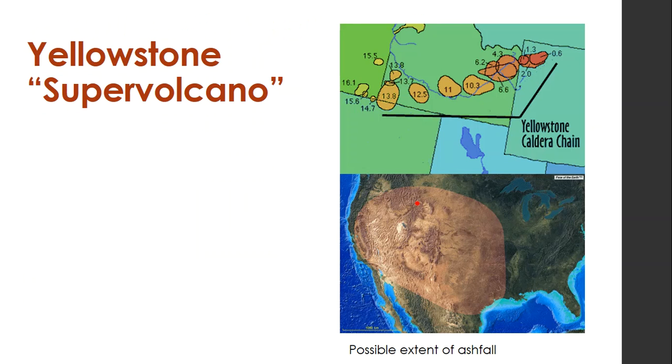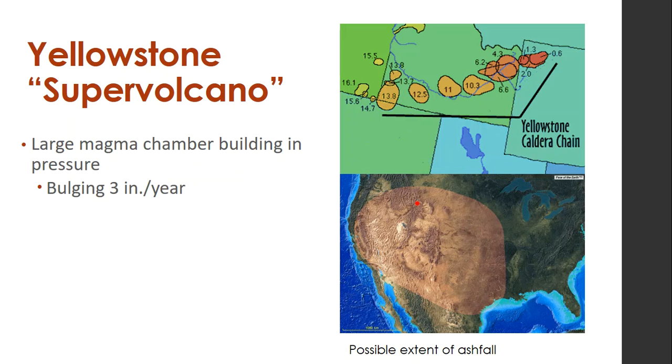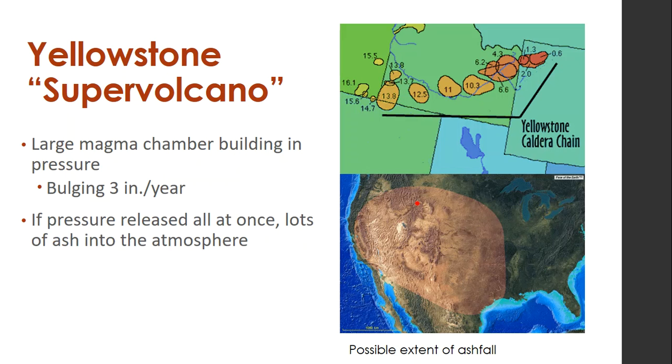Yellowstone is actually a supervolcano, which, if you watch the History Channel, they'll every once in a while have specials on. There is a huge magma chamber underneath Yellowstone National Park. It's bulging about 3 inches a year. We can measure that. And if the pressure is released all at once, lots of ash gets thrown into the atmosphere. Here is an idea of how far that ash fall would extend. It would rain down on a huge portion of the United States. It would block out the sun and really mess with our agriculture, since we grow tons of food in this area.